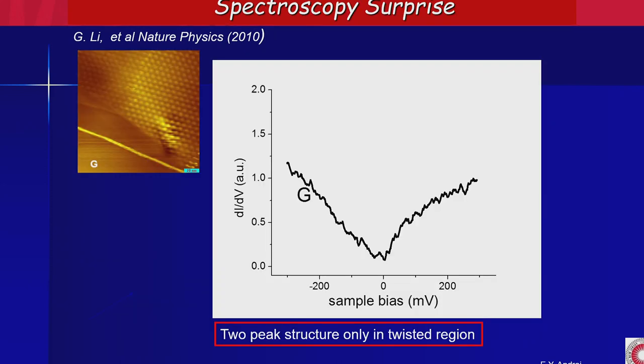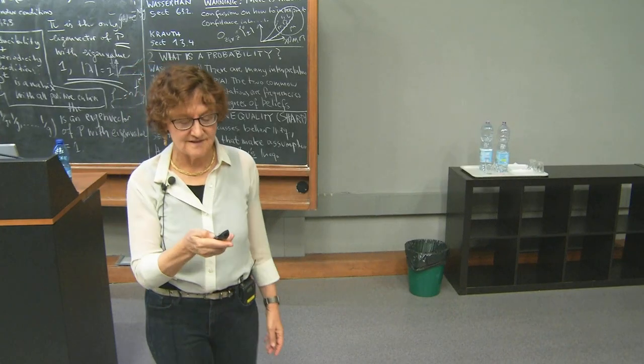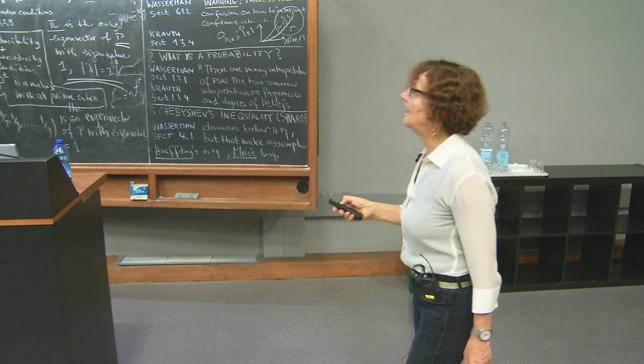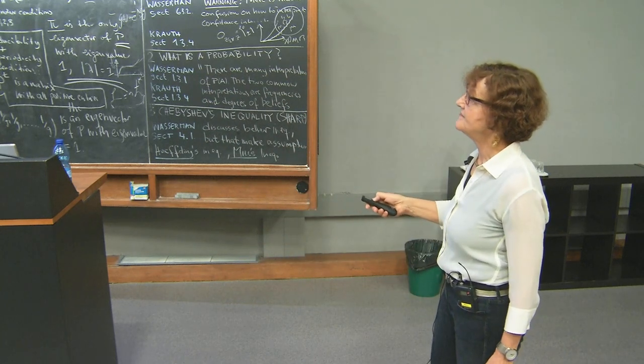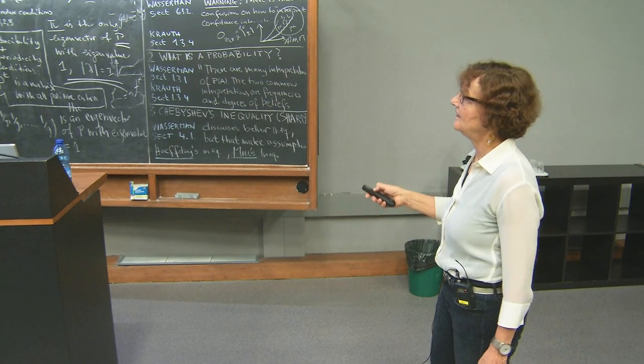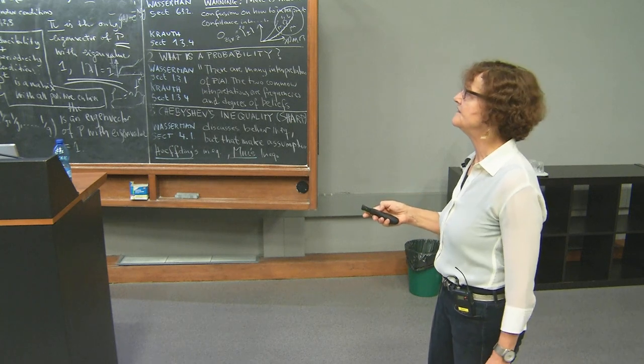People have known about this moiré pattern ever since the STM was invented, in the 90s. Everybody saw moiré patterns in graphene, but nobody thought about looking at spectroscopy. Everybody showed those patterns and said, okay. We always look at spectroscopy, so we looked at spectroscopy. We take the spectrum outside the moiré pattern somewhere here, and it looks like a regular graphene spectrum.